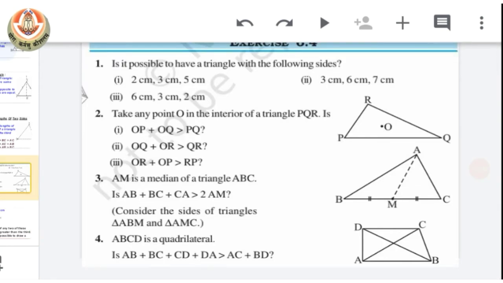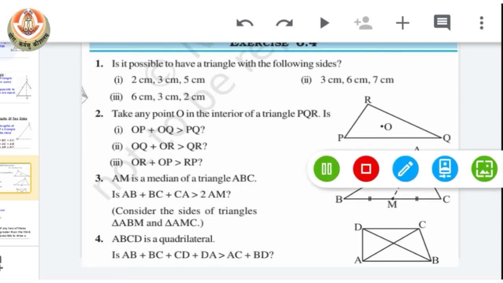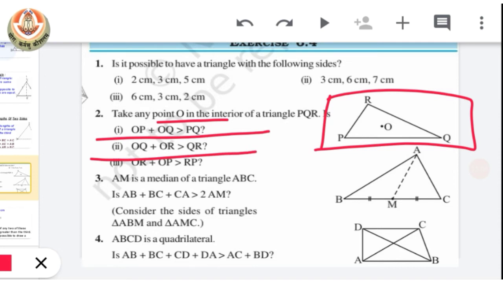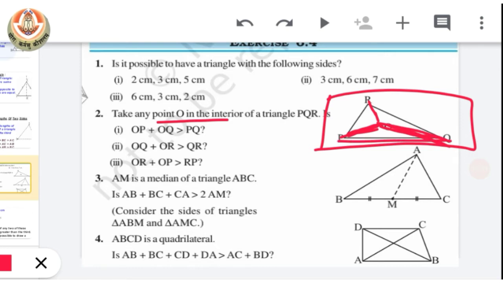Now in the second question, the question is, take any point O in the interior of a triangle PQR. This is our figure for this question, and we have to answer whether this statement or this statement or this statement is possible or not. So let's see one by one. In the first one, it is given that OP, that means we have to first join all the 3 points with O. So the question is, OP plus OQ is greater than PQ.